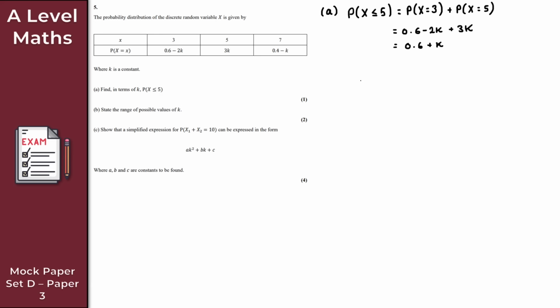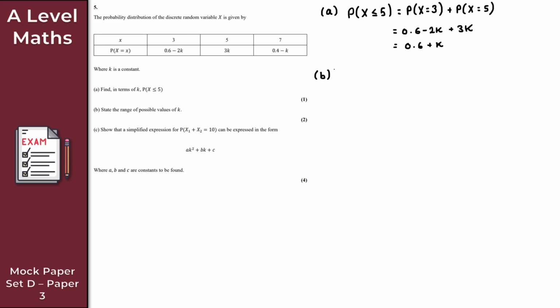Now for part B, let's continue underneath. It says state the range of possible values of k, 2 marks for this. As we can see, the 3 different probabilities are all in terms of k. So I've got 0.6 minus 2k, 3k, and 0.4 minus k. What you should be aware of for a discrete random variable such as this one is that these probabilities are non-negative, so they must be greater than or equal to 0.